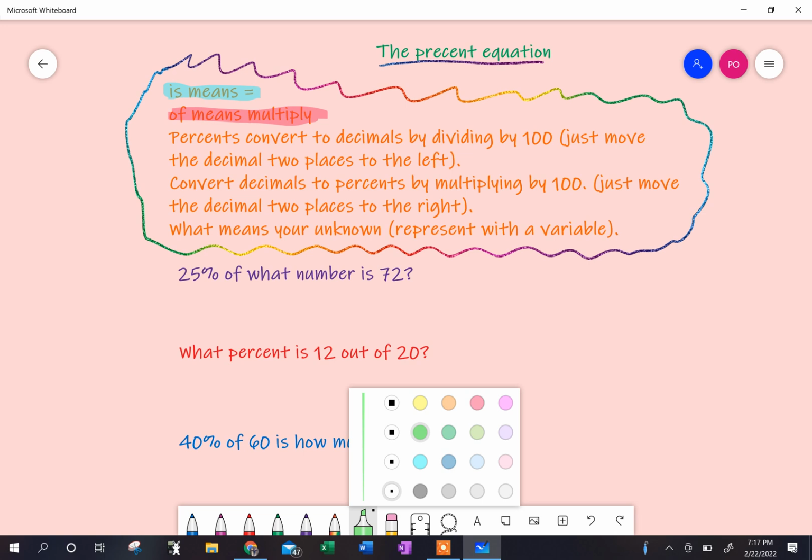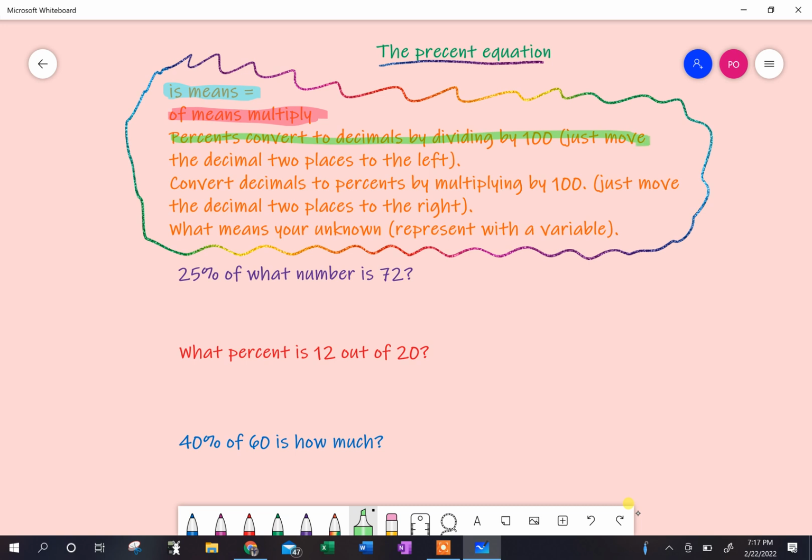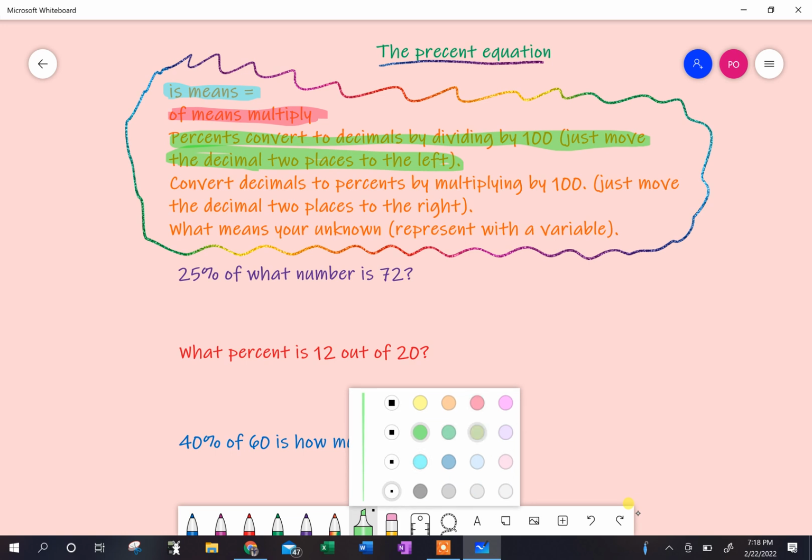Percents convert to decimals by dividing by 100. All right, so that's important. But I'm going to make this even easier. You can just move the decimal 2 places to the left. All right. Now, this will make more sense once we get going.